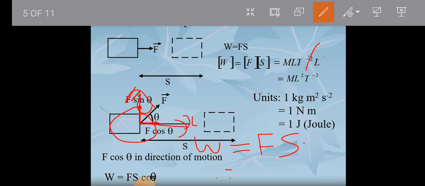But work done according to the diagram is going to depend on the force acting there. Because this force is acting at an angle theta, you are going to separate the x component of the force and also the y component of the force.